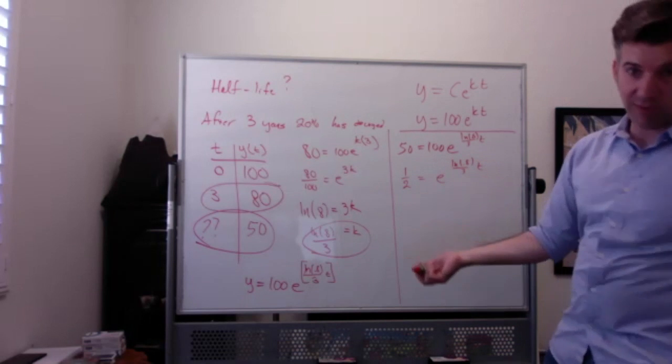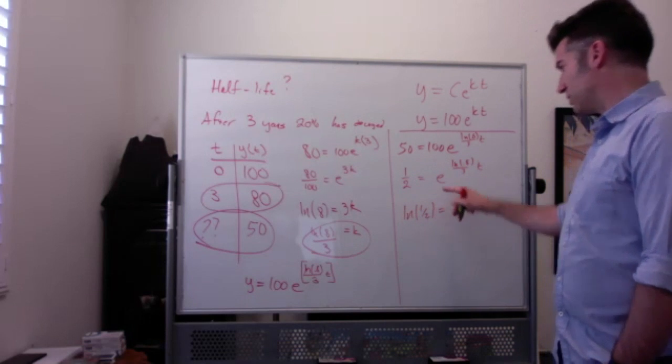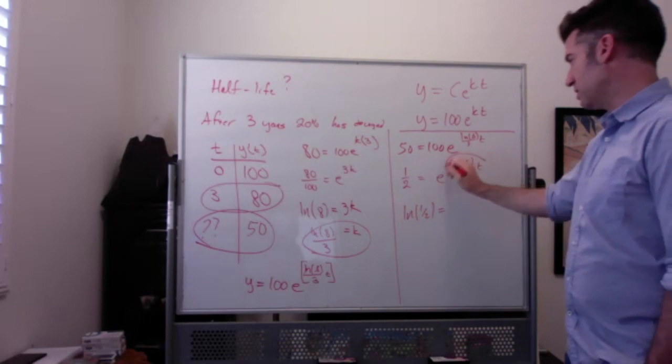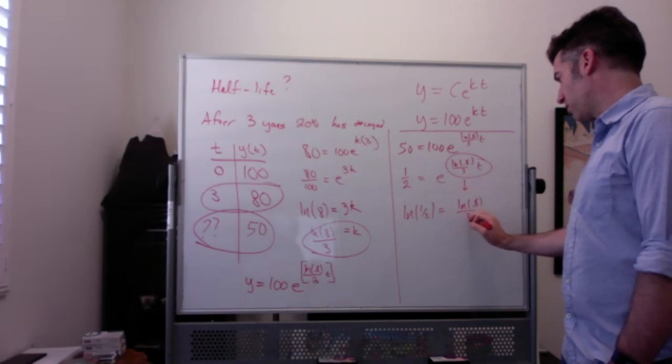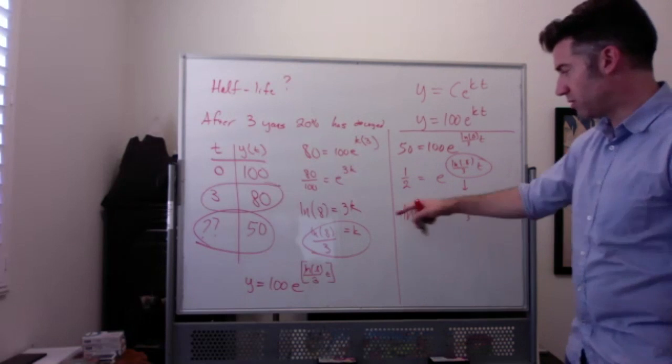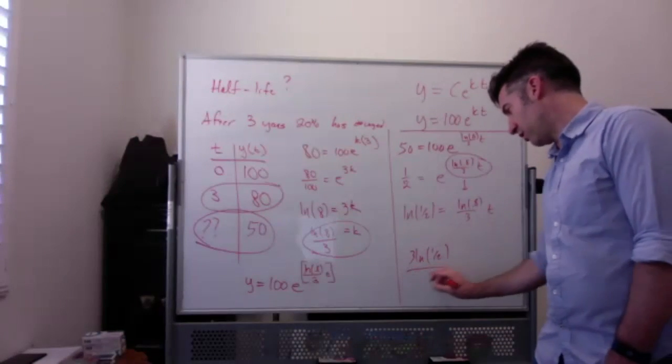And then take the natural log of both sides. Natural log of 1/2 equals the natural log of e to the stuff, which is just the stuff: natural log of 0.8 over 3 times t. Multiply both sides by 3. Divide both sides by natural log of 0.8.